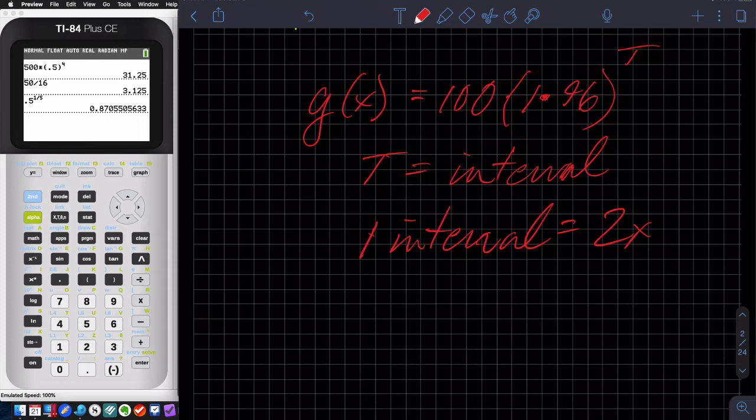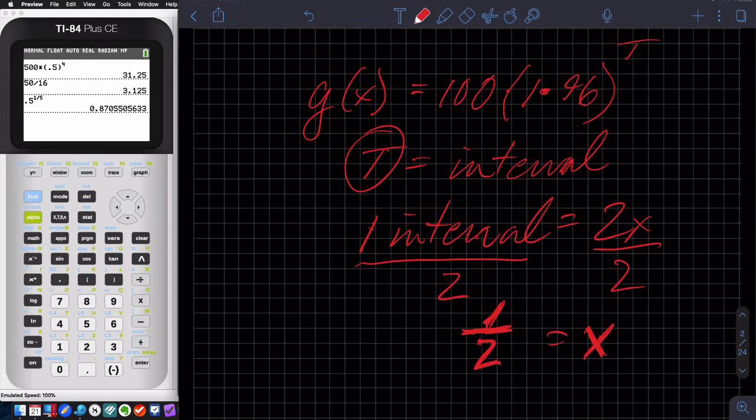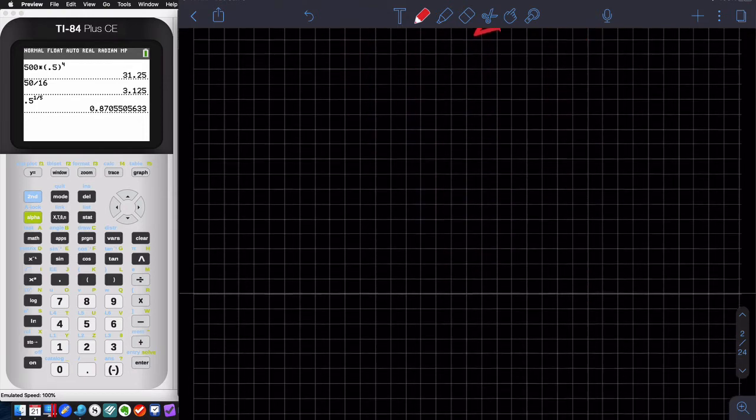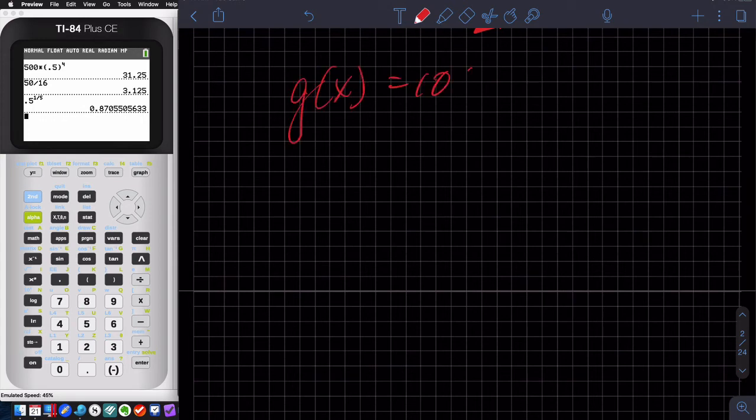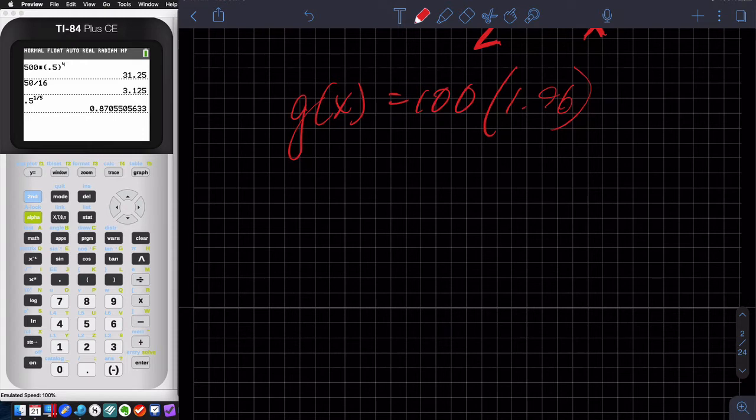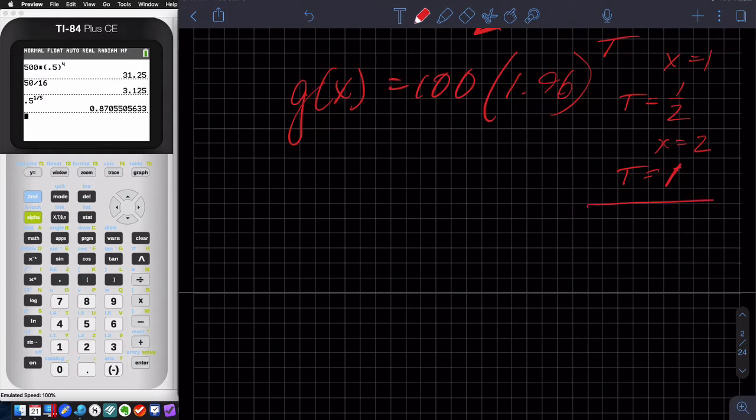Now, let's solve this for x. Each x value is half of an interval. So that means for t, I'm going to substitute in x over 2. And how does that make sense? Well, let's think about this. g of x equals 100 times 1.96 to the t. If x equals 1, I would have to put in 1/2 for t, correct? If x is equal to 2, t is equal to 1. So that's how we need to think about it.